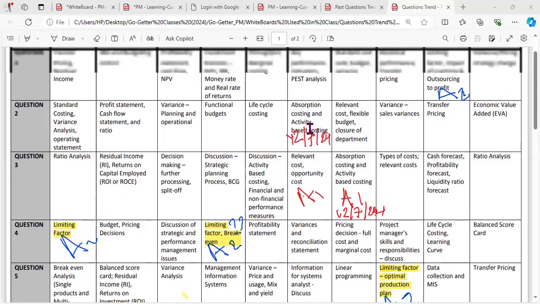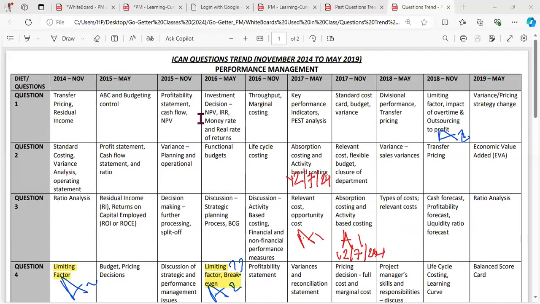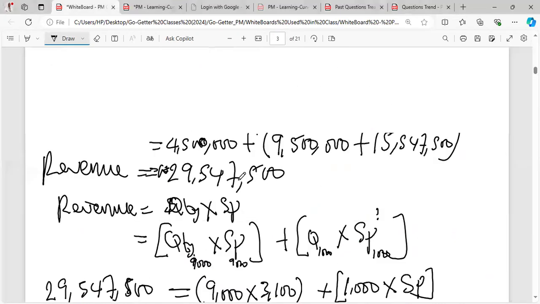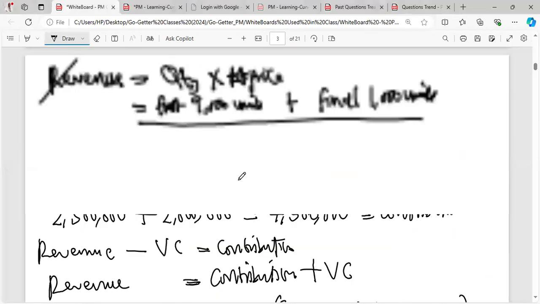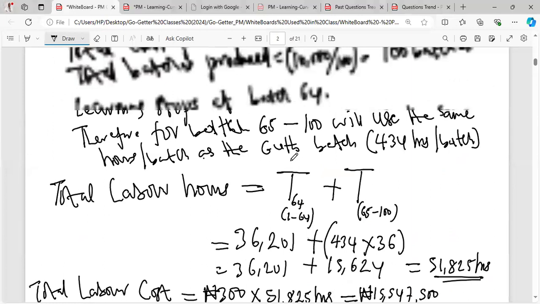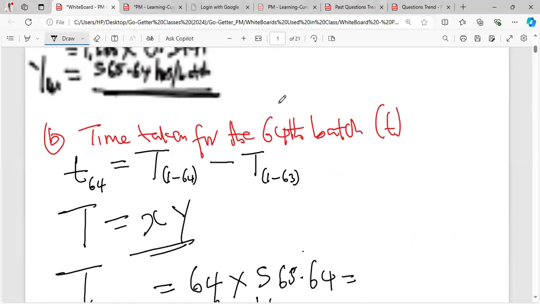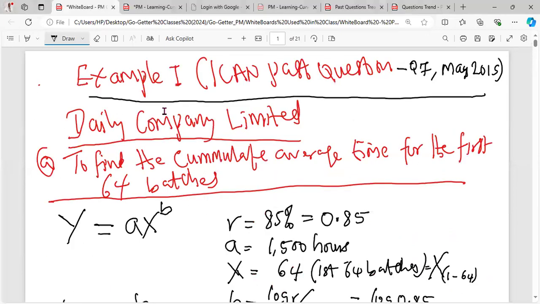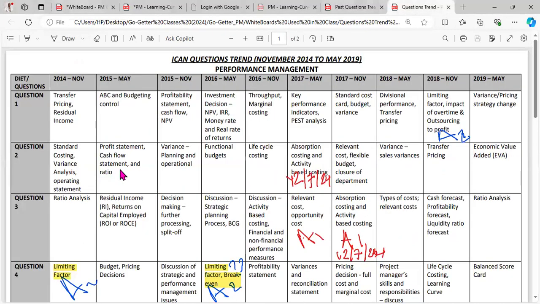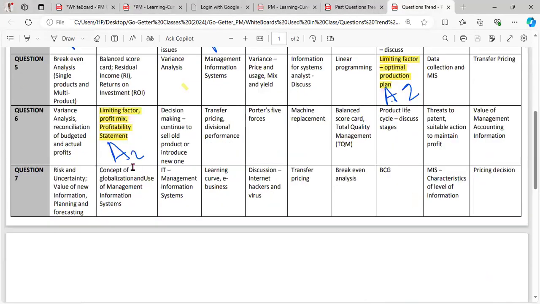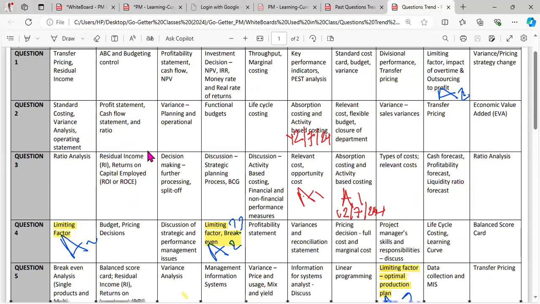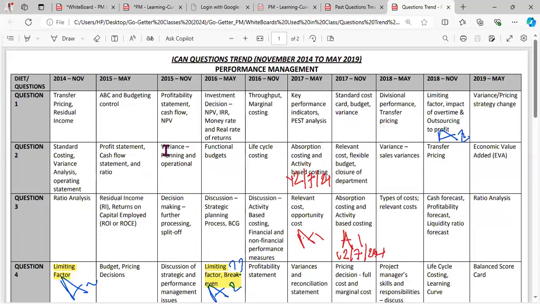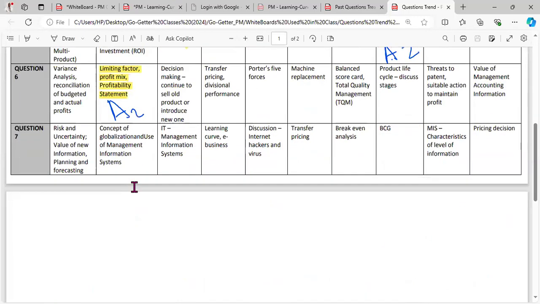Someone said we did May 2015, question number... What did he say we did? He said we did May 2015 question 7. If that's the case, May 2015 question 7. I don't think so, because I can't see question 7 here.